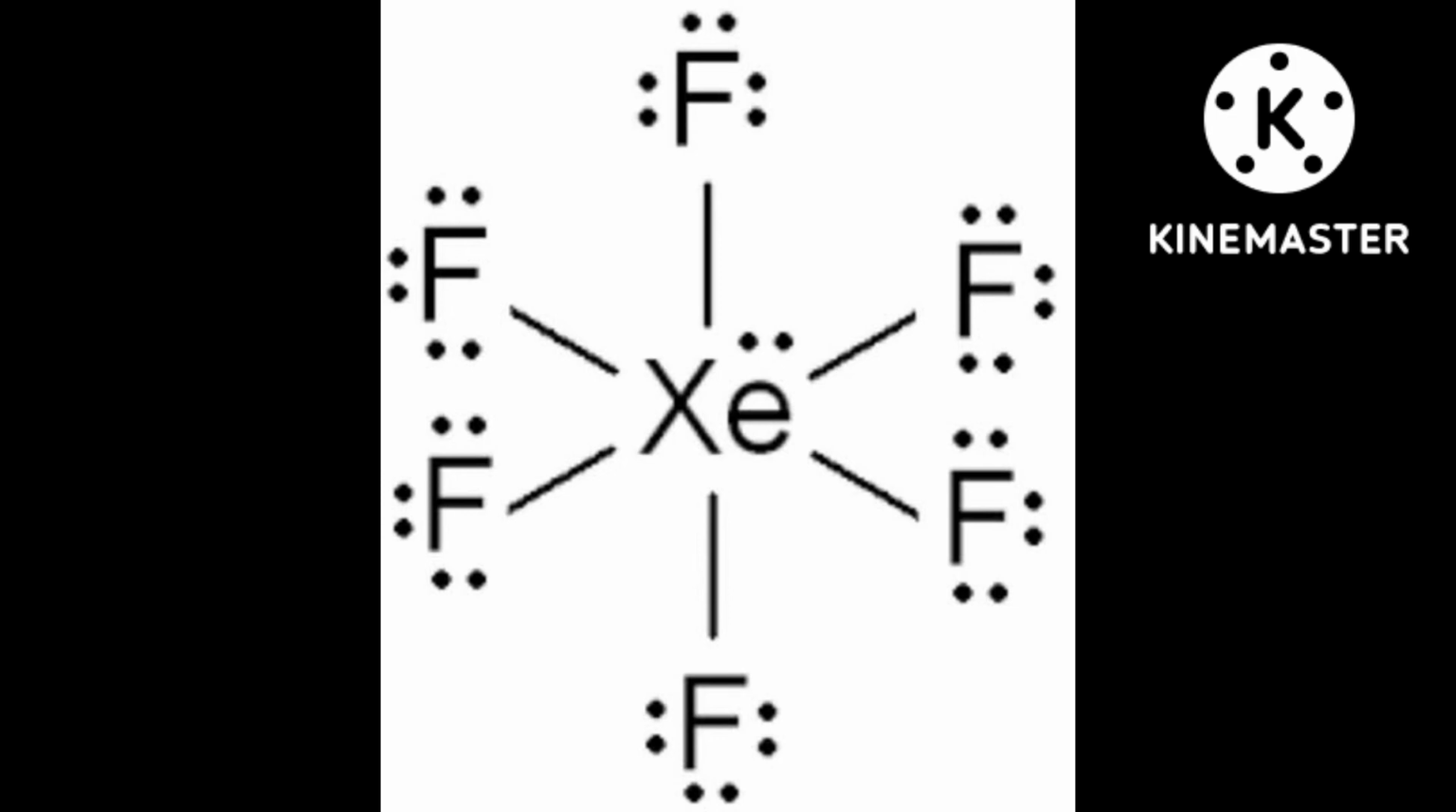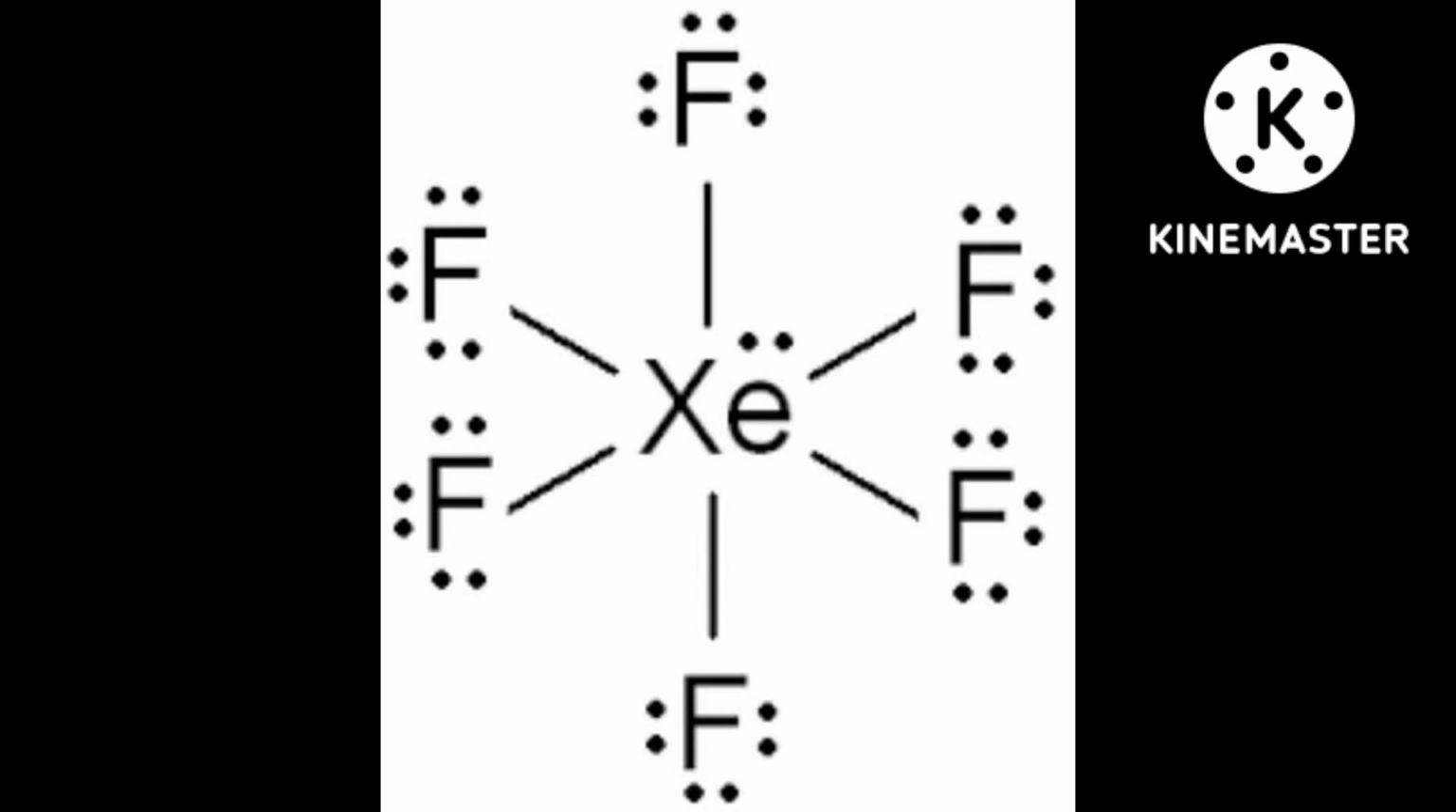Now the third example, H2SO4. First you consider SO4. The H2 you can write later on in the end. Here in SO4, there are 4 oxygens, and S is in the middle. Two oxygens, up and down, will make a double bond. Correct? And left and right, single bonds.